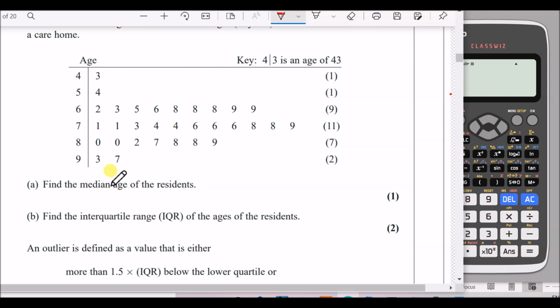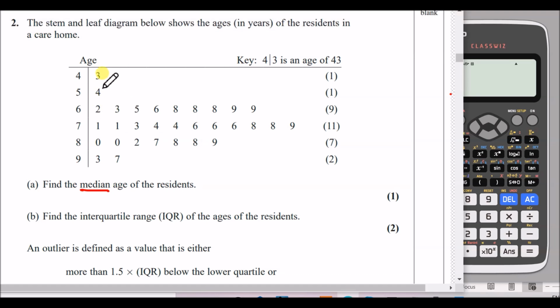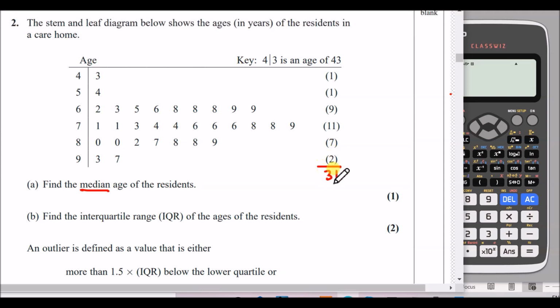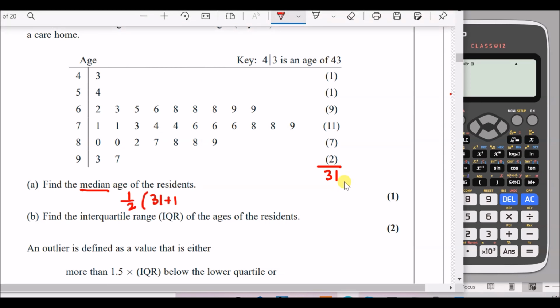For part A, they want us to find the median age of the residents. Median literally just tells us to find the middle person. To calculate the middle person, we could just count, or we could use the brackets over here to help us. This tells us how many there are in each row. If we add up all of these frequency values, this totals 31. The formula to find the median is straightforward. So I'll write the formula: the median would be half of the number of people you have, plus 1.